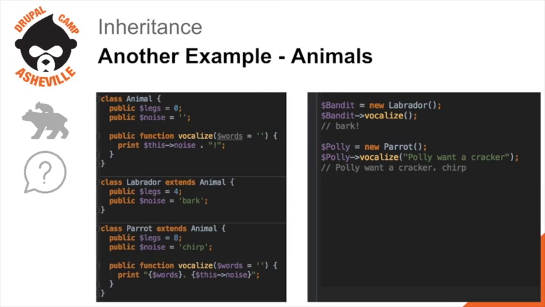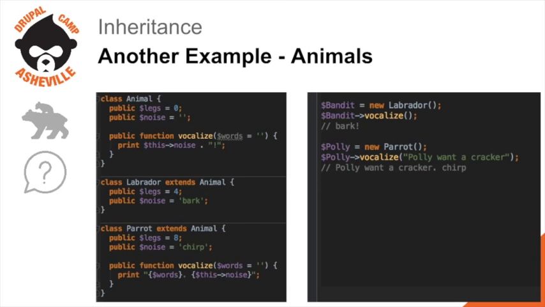So now I've made two different types. I've inherited the animal class twice. Once in a Labrador, and I've said that a Labrador has 4 legs, and its noise is bark. And I have a parrot, which has 8 legs. Oh yeah, I meant to fix this. I started with spider. So let's just say, for the sake of this example, parrots have 8 legs. And the default noise they make is chirp.